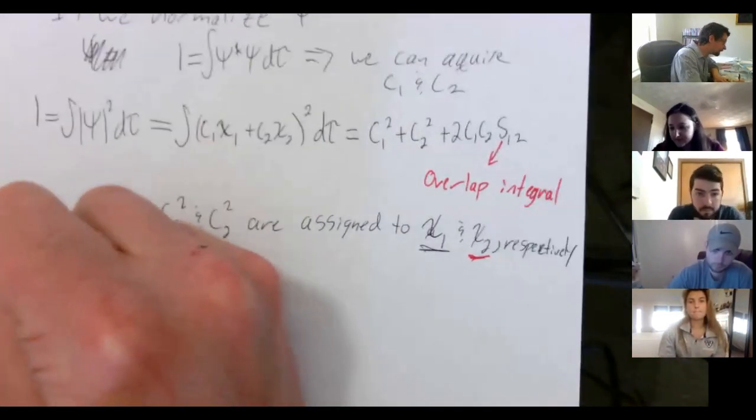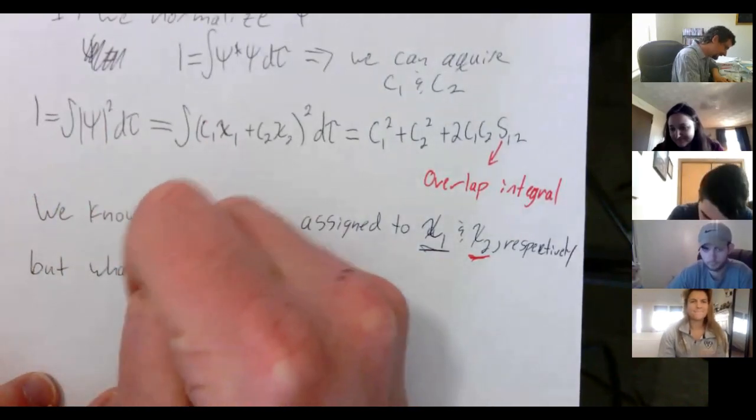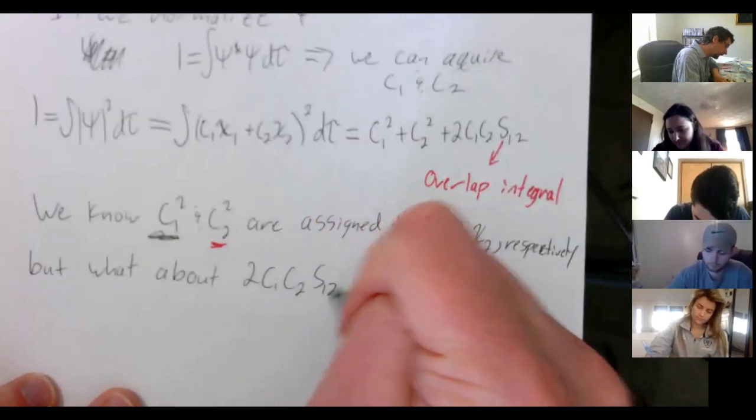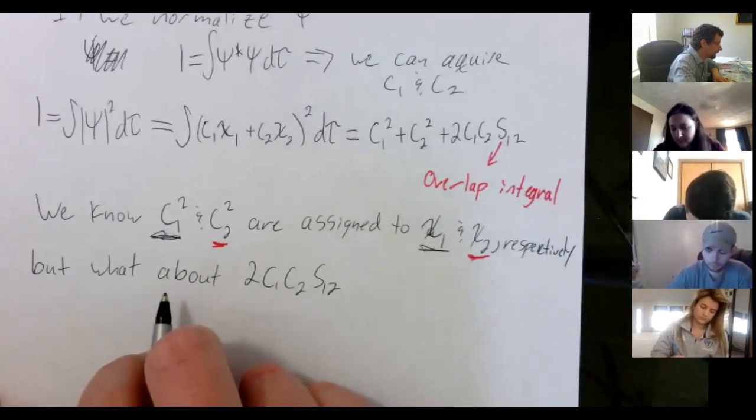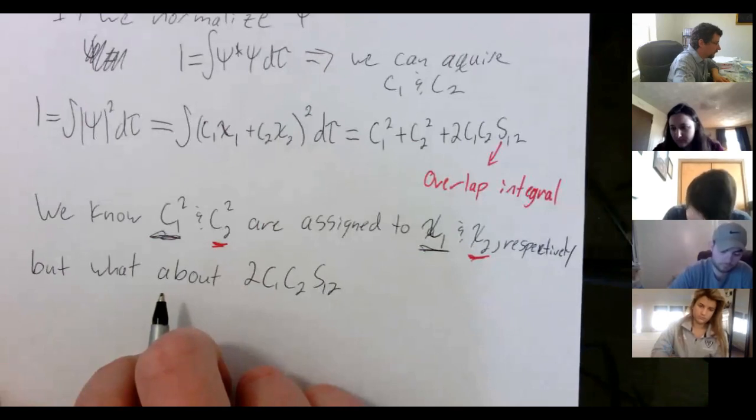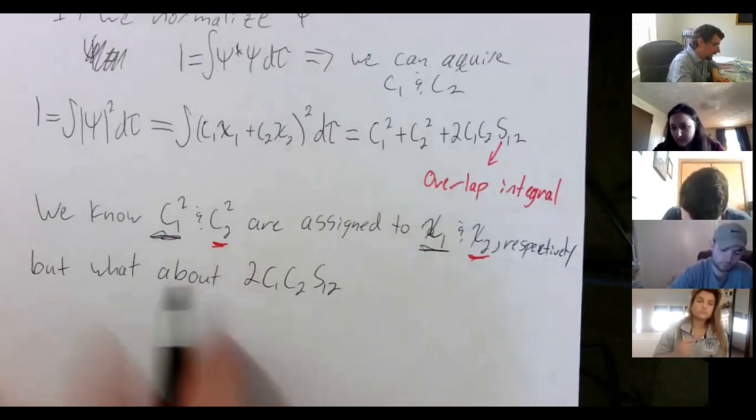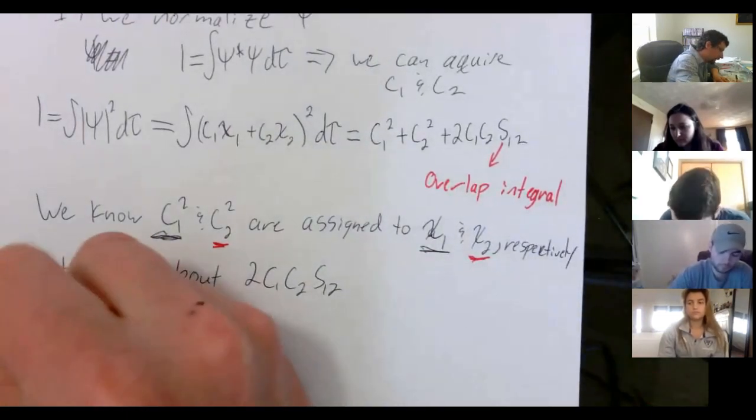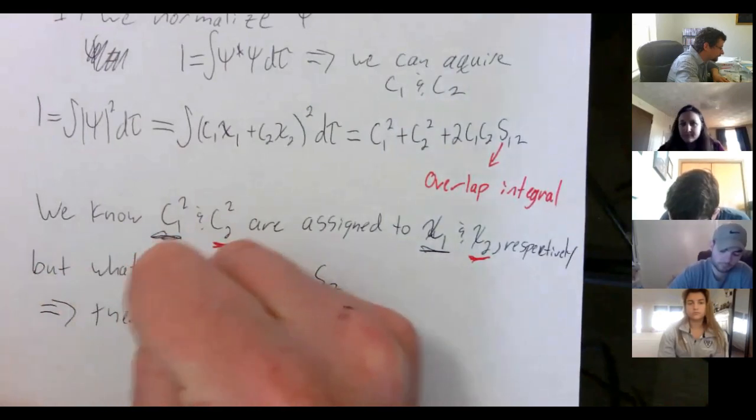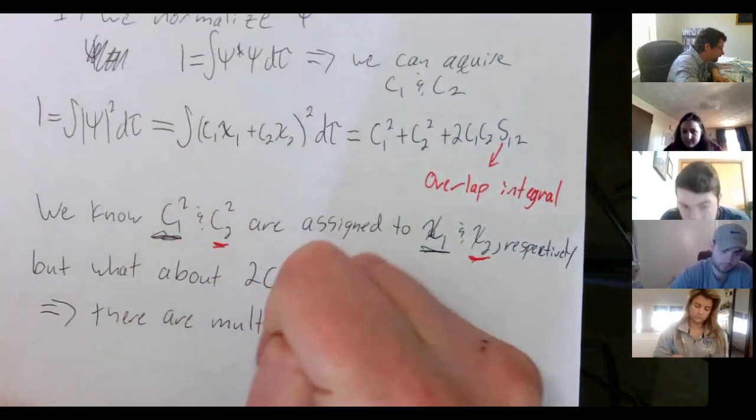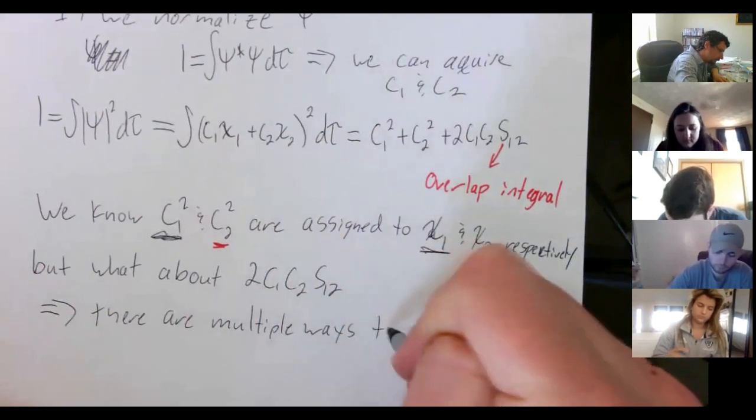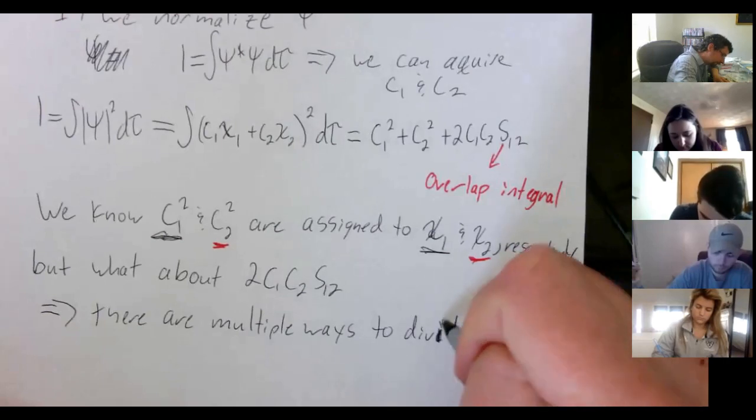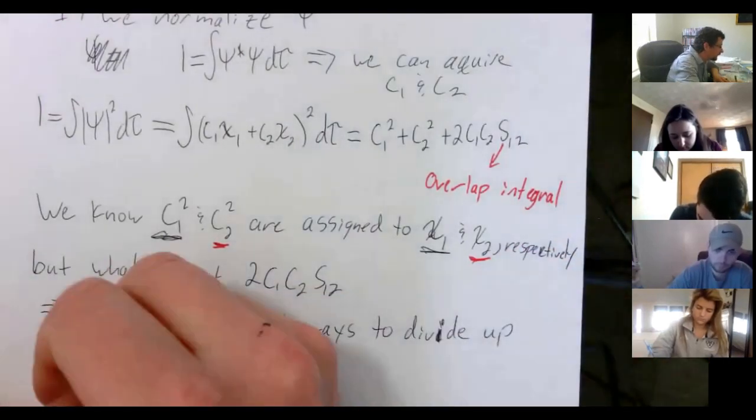That's what we were asking. To C1, C2, S1, 2. Okay. So what this is, it's looking at the overlap between these two basis functions. And there are multiple ways to divide up this term.